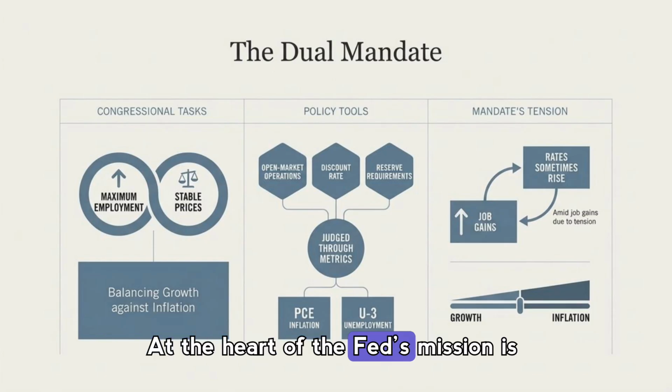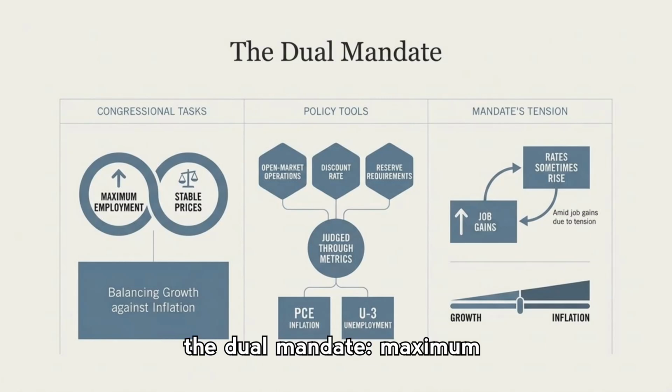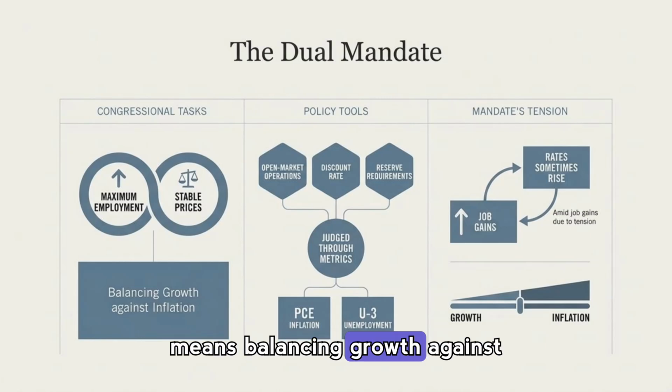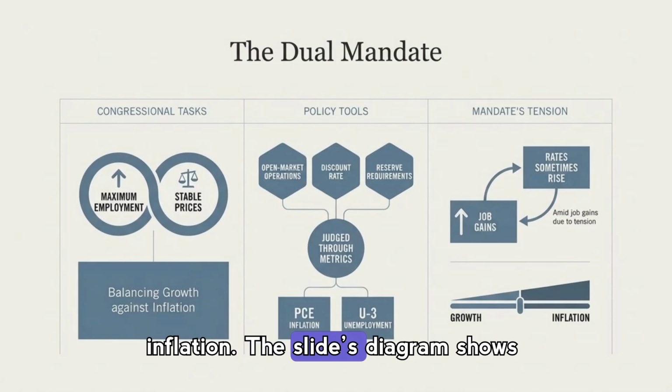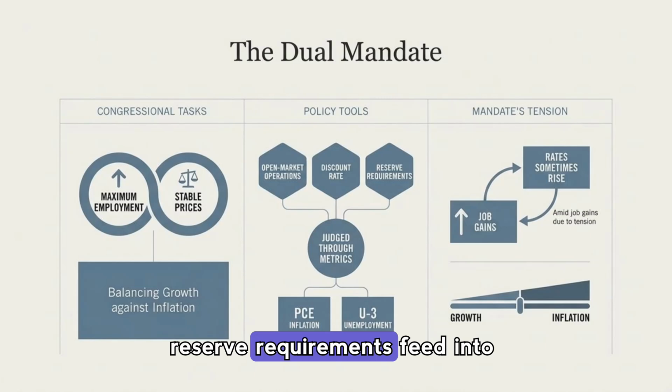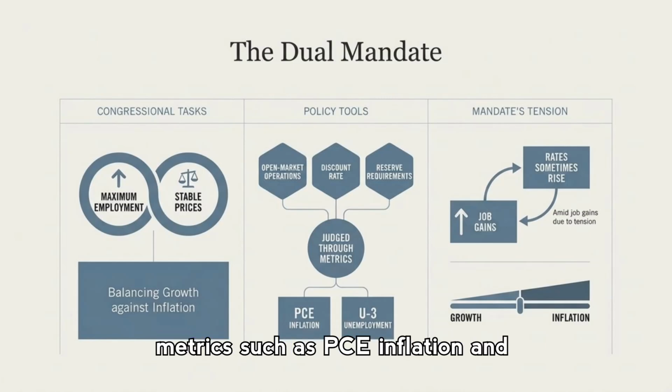At the heart of the Fed's mission is the dual mandate: maximum employment and stable prices, which means balancing growth against inflation. The slide's diagram shows how policy tools like open market operations, the discount rate, and reserve requirements feed into metrics such as PCE inflation and the U3 unemployment rate, and why sometimes rates rise even as job gains continue.